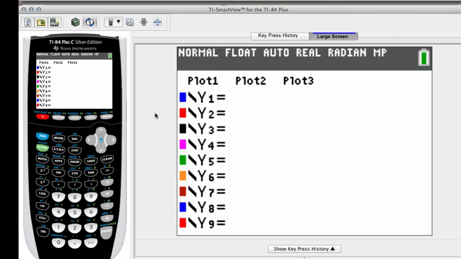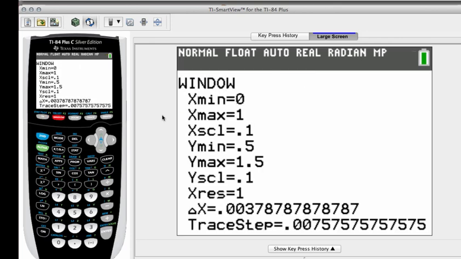If you care to follow along, you'll want to clear out what you have under y equals. Let me show you how I have my windows set up. You might find it helpful to set yours up the same way. Our x's, we're just going to go 0 to 1, and we're going to make use of our x scale as that delta x value that we had, 0.1. Our y minimum, if you set that as 0.5 and go up to a maximum of 1.5, and just for consistency's sake, I chose a y scale of 0.1 as well.